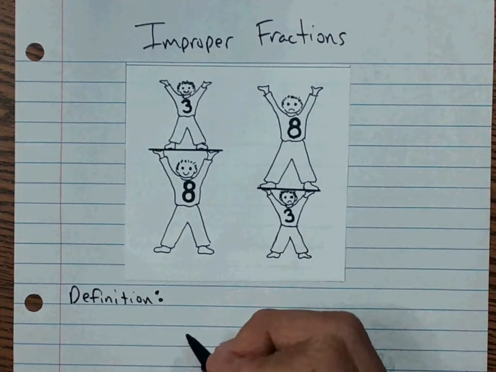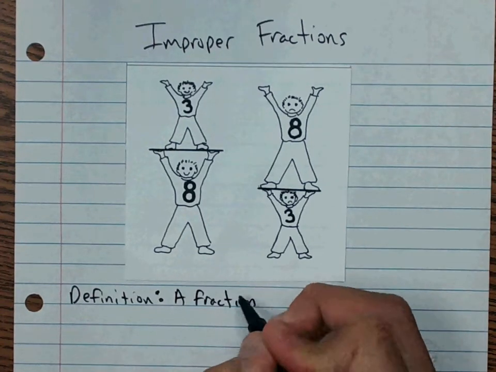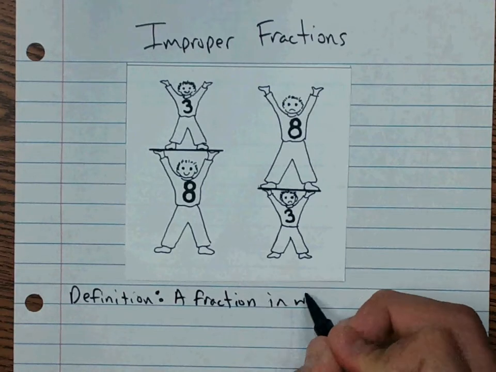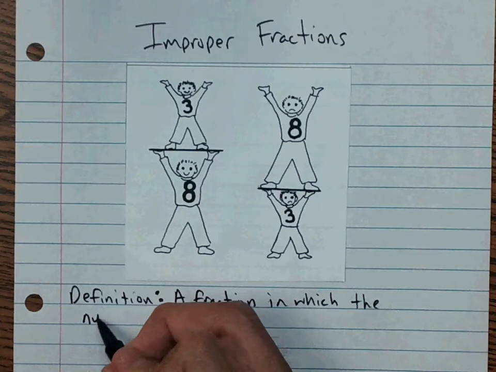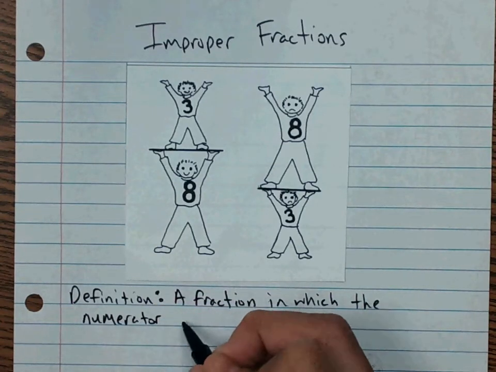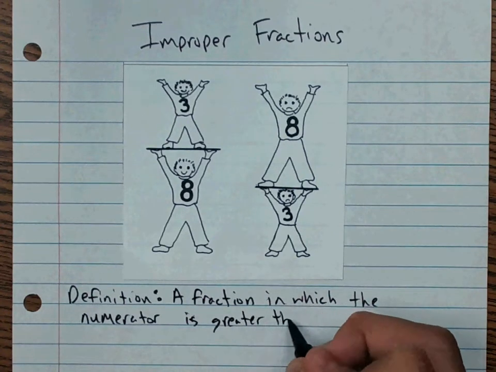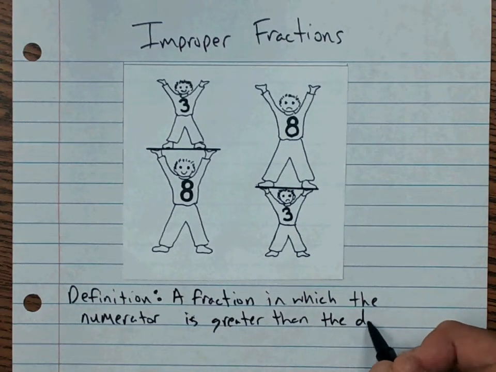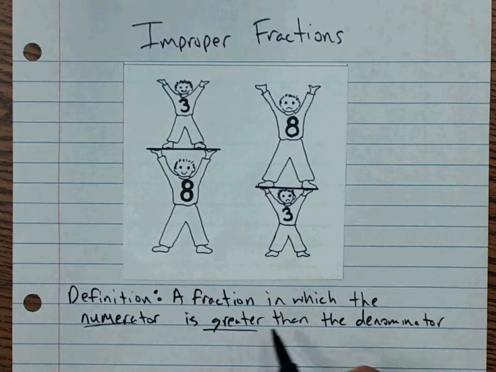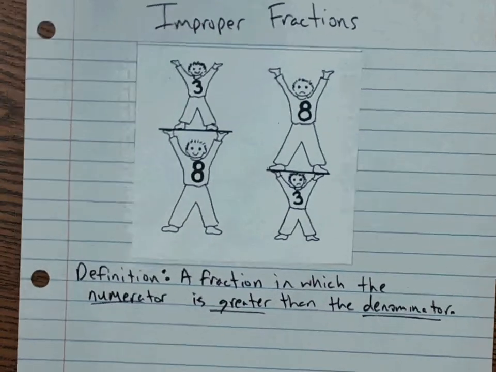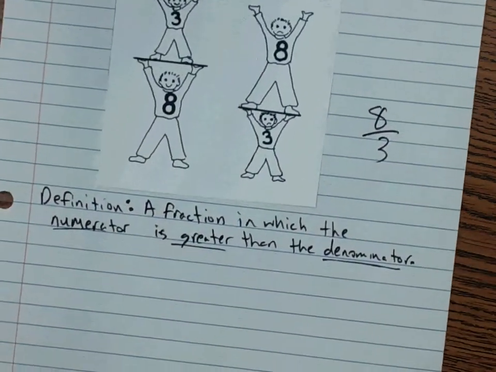So let's add that to our definition of what an improper fraction is. It's a fraction in which the numerator is greater than the denominator. Okay, numerator is greater than the denominator. I'm going to underline my key terms. So in this case this will be 8/3, or 8 over 3.